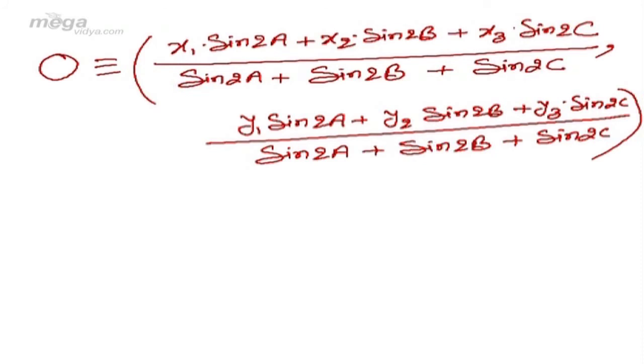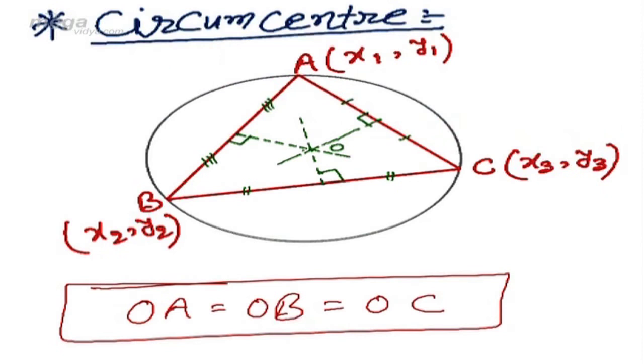Always remember, in class 9th or 10th you did that the midpoint of the hypotenuse of a right angle triangle is equidistant from all three vertices. It means for a right angle triangle, the midpoint of the hypotenuse always becomes the circumcenter of the triangle.